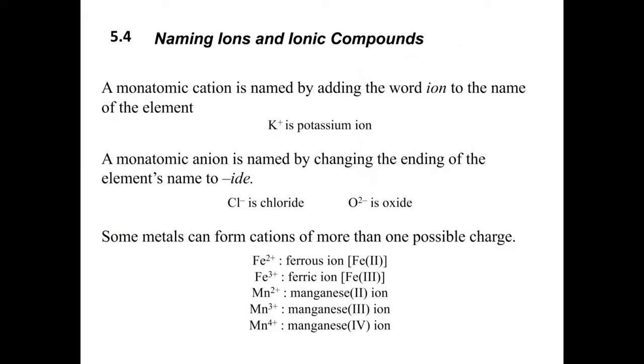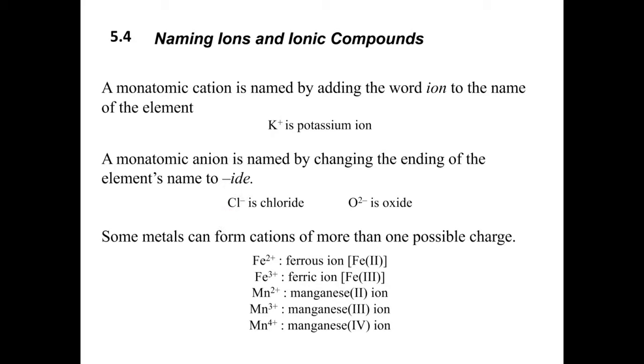So we're going to start out by talking about naming ions and ionic compounds. I showed you the example before of an ionic compound, sodium chloride. We call it an ionic compound simply because it's made of ions. So ions make up ionic compounds. Ions can be anything from, here we have an example of a potassium ion, K+. They can have a positive charge, or they can have a negative charge, like the chloride ion, Cl-. Those are examples of ions.